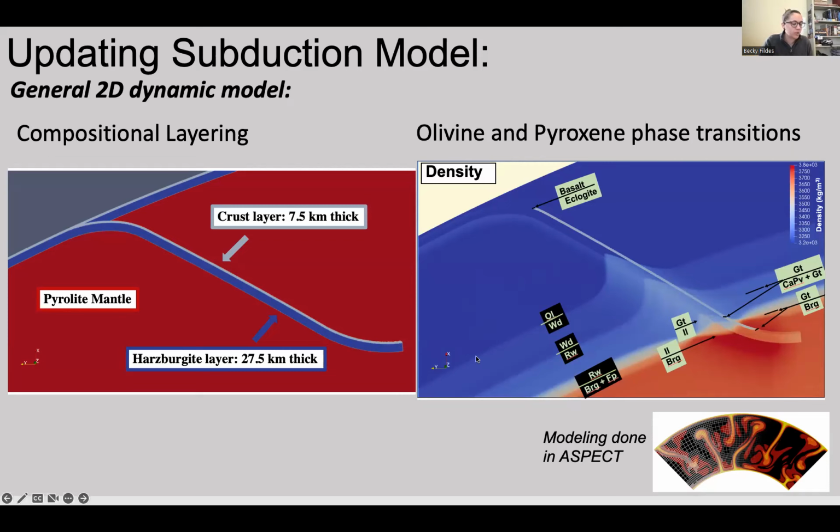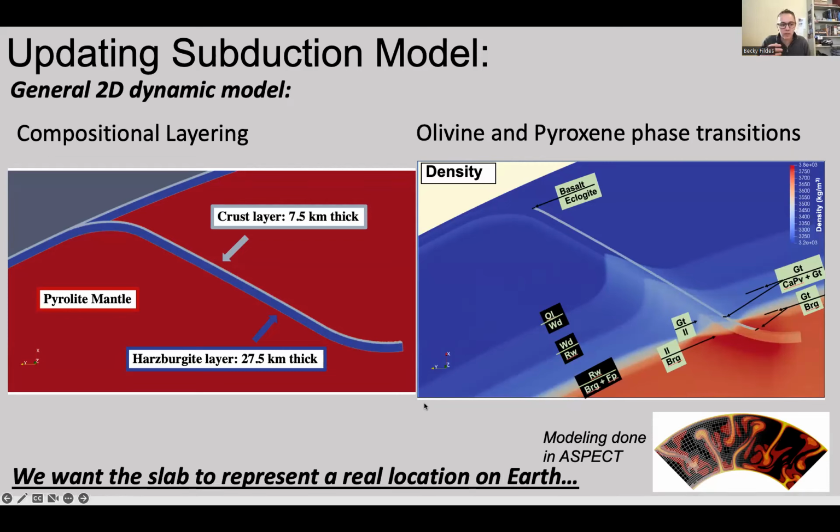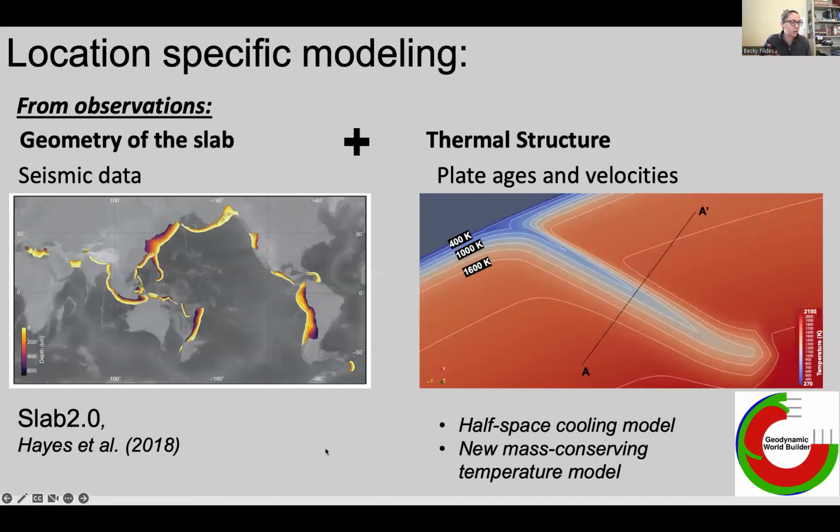So this is the general setup, but like I said, we want the slab to represent a real location on Earth because we're going to be comparing with real observed earthquakes. And so how we can do that is take this general model setup, but then set up a model for a specific location on Earth using observations. So I do this in World Builder, working with Menno.